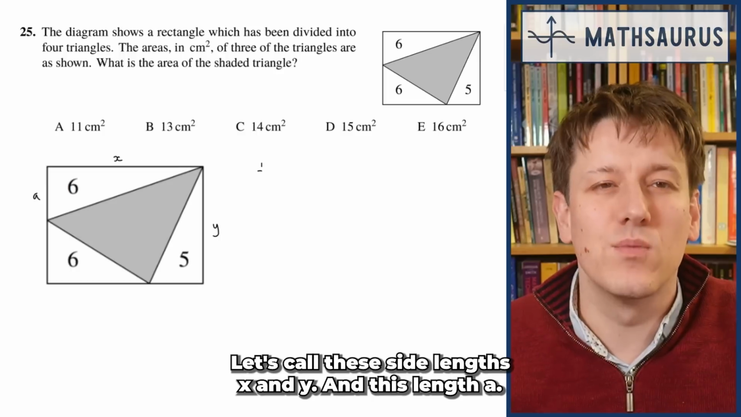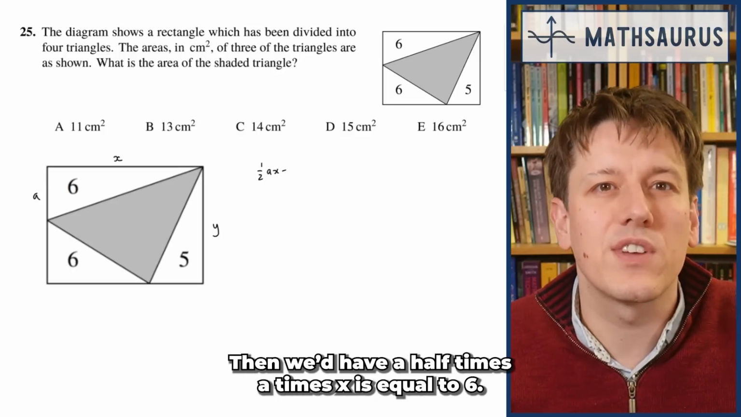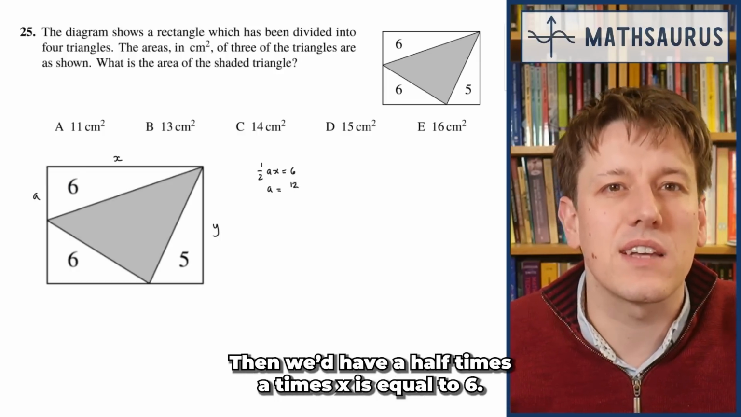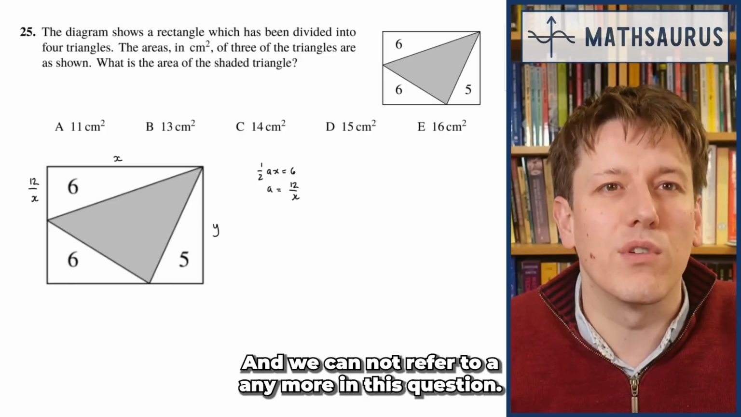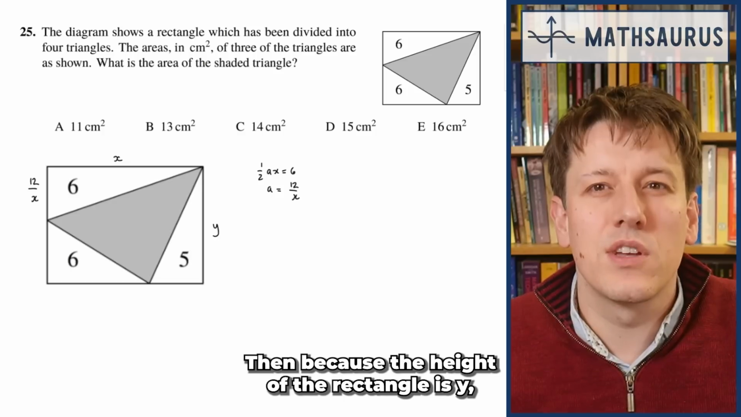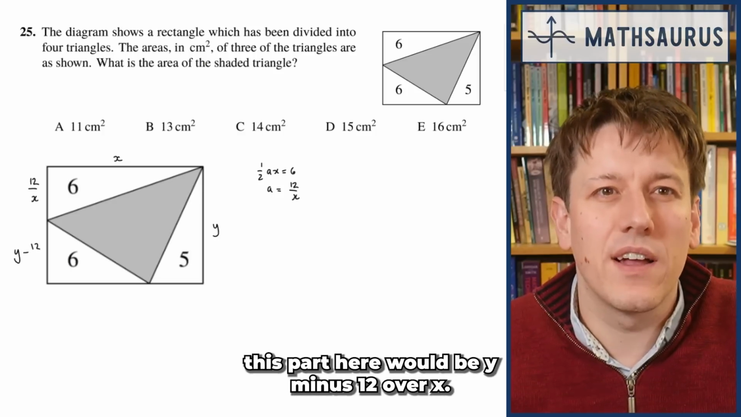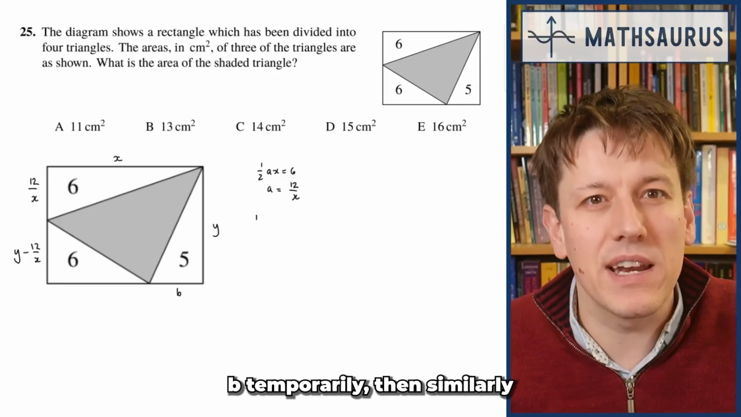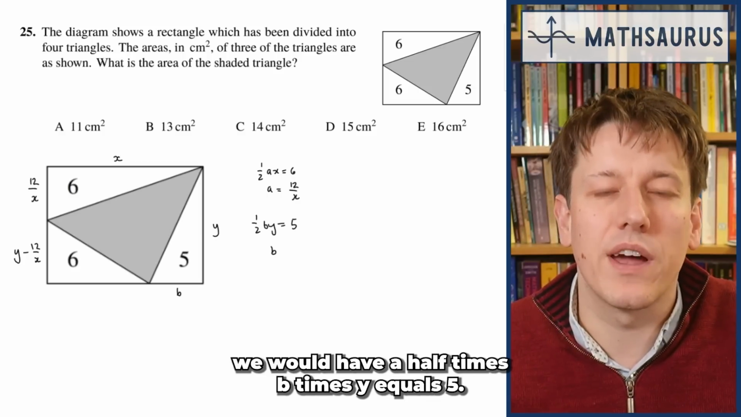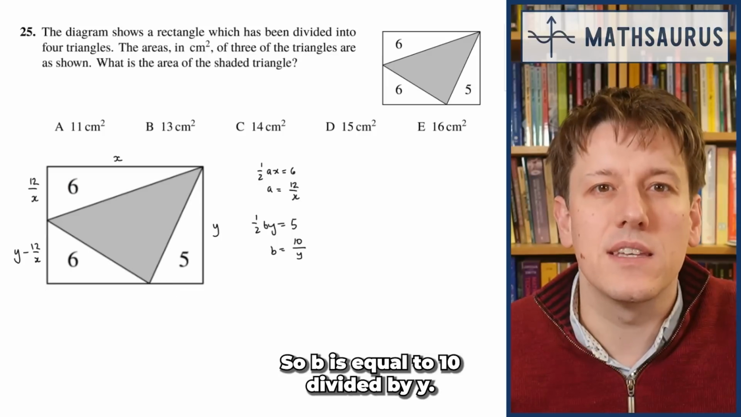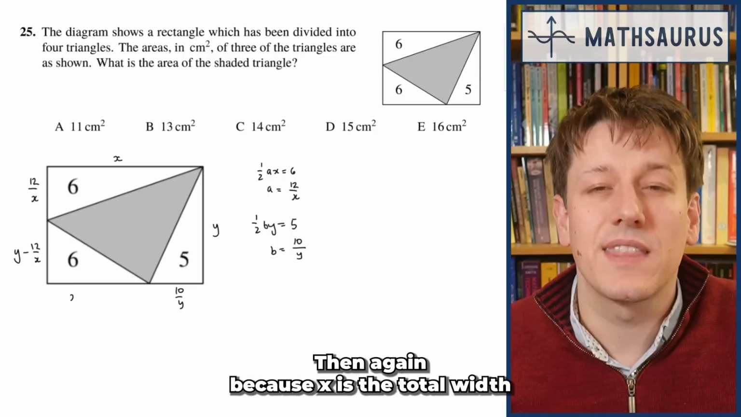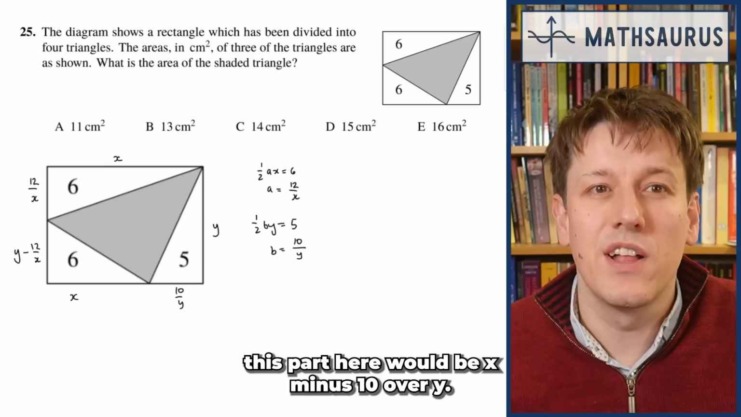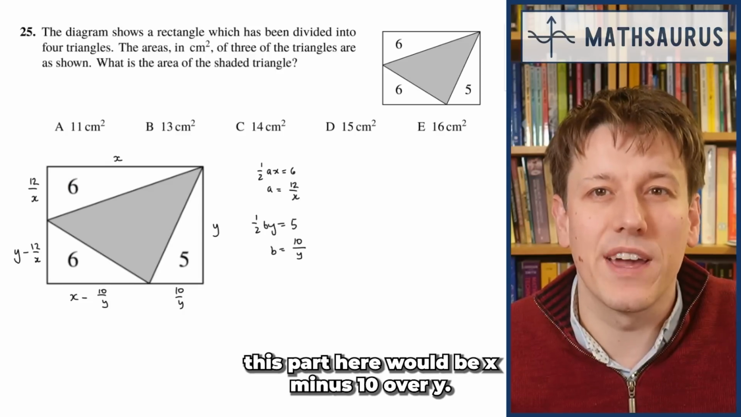Let's call these side lengths x and y and this length a, then we'd have a half times a times x is equal to 6, so a would be 12 over x then, and we can not refer to a anymore in this question. Then because the height of the rectangle is y, this part here would be y minus 12 over x. If we call this bit b temporarily, then similarly we would have a half times b times y equals 5, so b is equal to 10 divided by y, and we don't need to refer to b again in this question. Then again, because x is the total width of the rectangle, this part here would be x minus 10 over y. So where do we go from here?